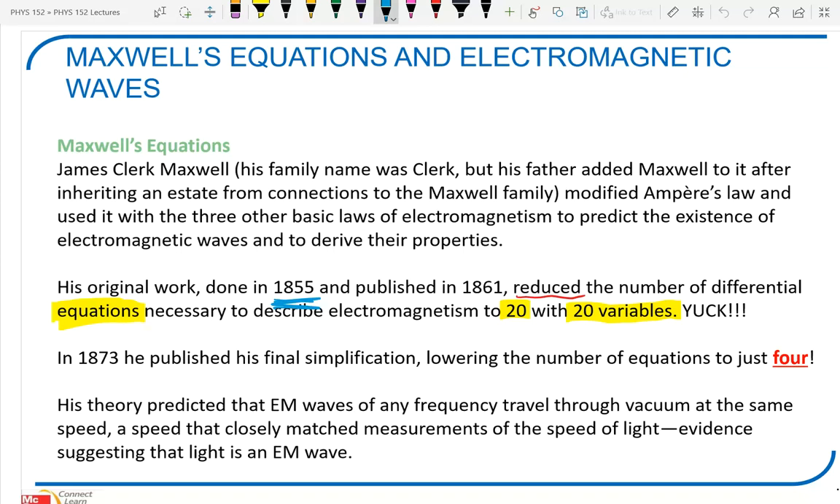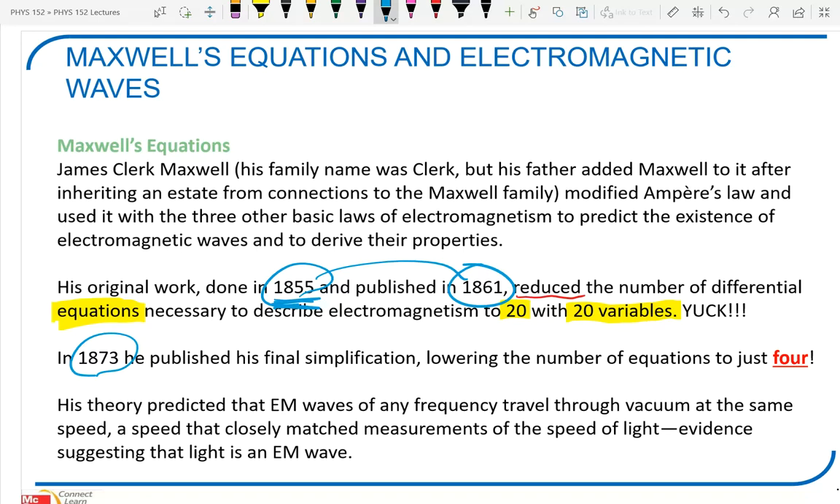Actually, I got the dates wrong. Darn it. He did his work in 1855. They published in 1861. I said that his second one was published in 1861. That was 1873 when he published the second one. Sorry, I got the dates wrong. The dates won't appear on a test, so that's not going to hurt you if you've memorized it wrong based on what I first said the first time.